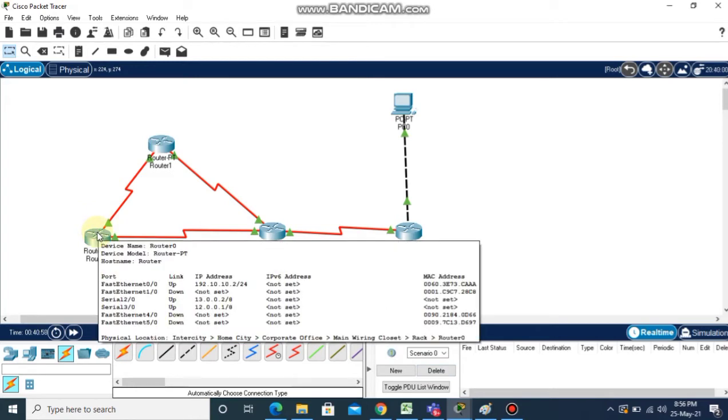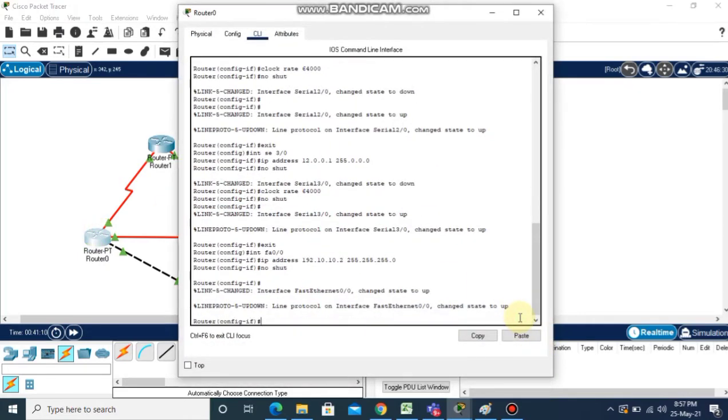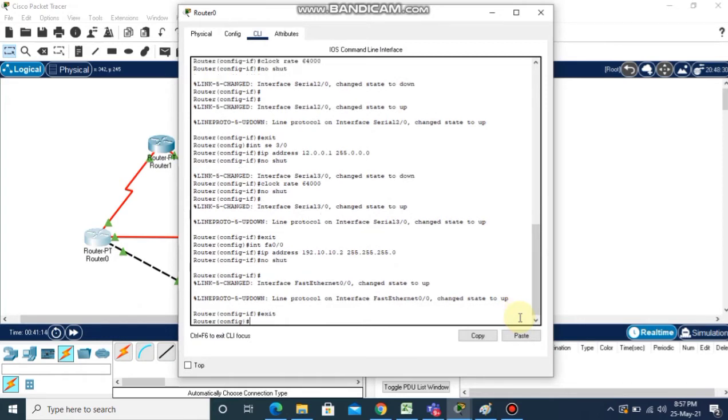So we need to configure routing information protocol at each router so they can exchange the routing information after every 30 seconds. That way, if there's any change in the network, it will be allocated to the rest of the routers in the network.